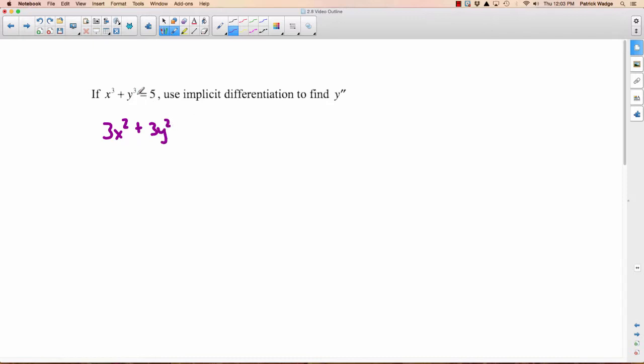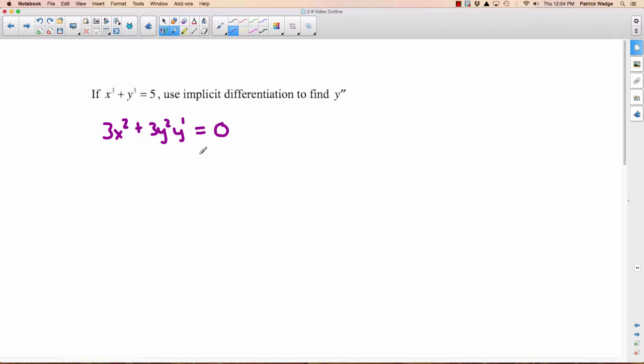But because this is implicit differentiation, you have to slap a y prime on here, or a dy/dx, because we're taking a derivative of something that includes y. Equals, now you need to take the derivative of 5, which is just a constant. And when you take the derivative of 5, you get 0.